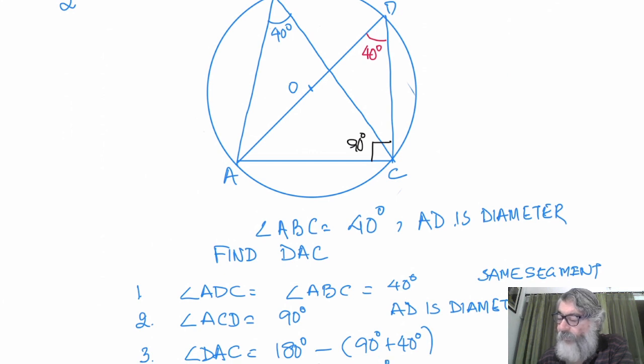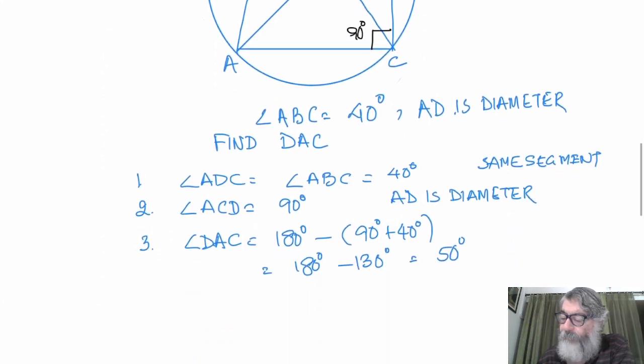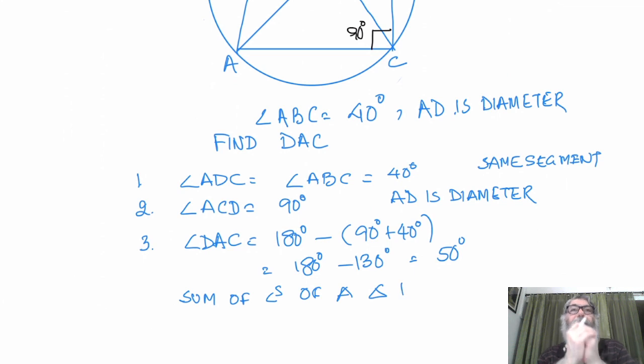And the reason is sum of angles of a triangle is 180 degrees. Is that clear? Now we have used the property angles in the same segment, and we have used the property angle in a semicircle is a right angle.